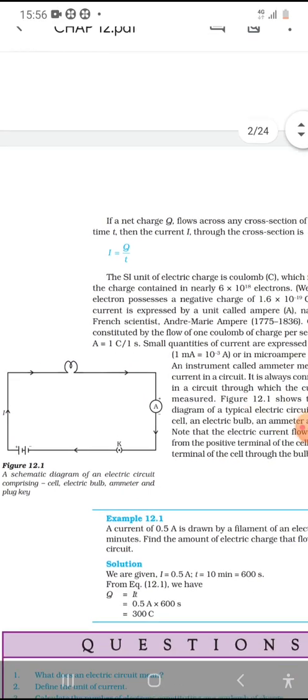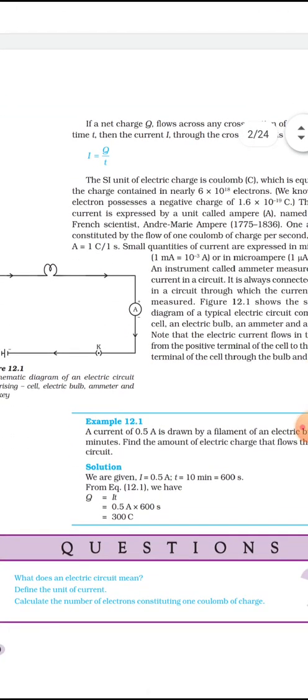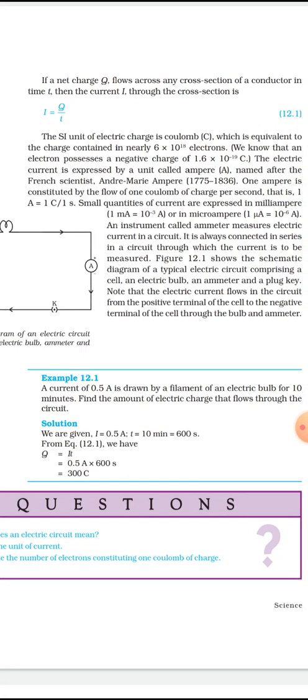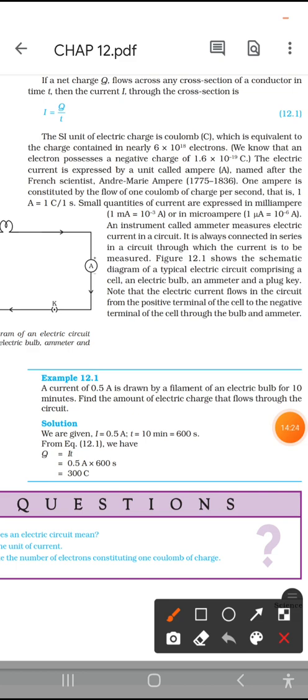Now we will discuss example number 12.1. A current of 0.5 ampere is drawn by a filament of an electric bulb for 10 minutes. Here they have given I is equal to 0.5 ampere. So this is the current. T is equal to 600 seconds. 10 minutes they have converted into seconds. 1 minute is equal to 60 seconds, so 10 minutes is equal to 600 seconds.